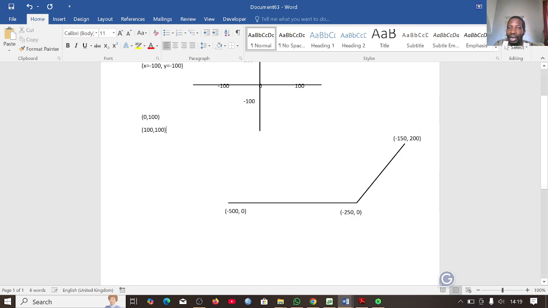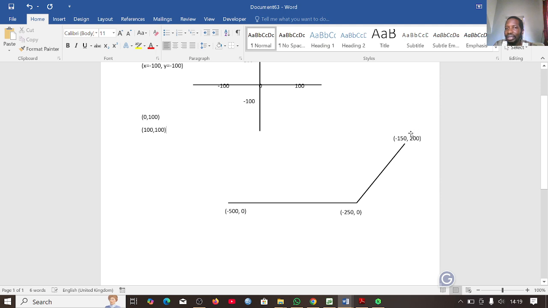As you are coming along this line, the x will be 0, only the y will be changing. But look at this one, the x, we kept on moving up to this point, which is exactly minus 150. But here the y is 200.